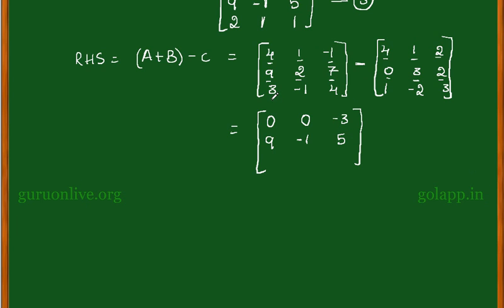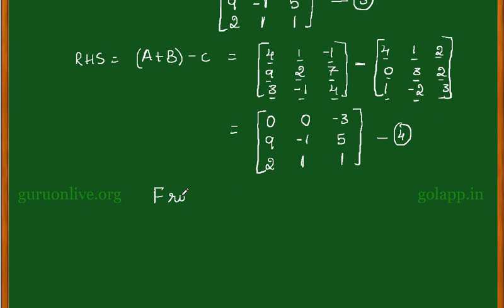And the last row, first element is 3, corresponding element is 1. So 3 minus 1 gives you 2. And the second element in the last row is minus 1 and the corresponding element is minus 2. So minus 1 minus of minus 2, which is plus 2. So minus 1 plus 2 gives you 1. And the last row, last element is 4 and the corresponding element is 3. So 4 minus 3 gives you 1. Call it equation 4.